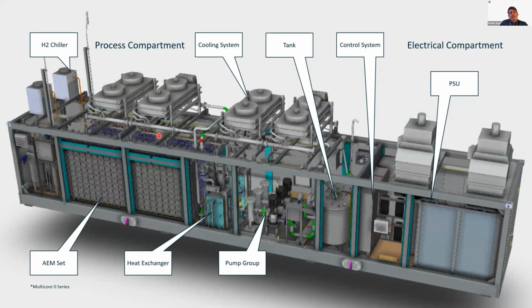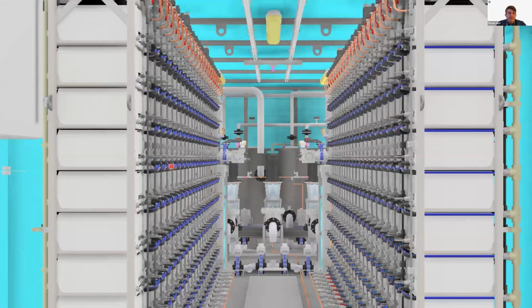To get insights into how it looks inside the container, I can show you this. This is basically when you open the door from the end of the container and look inside the container, and then you see this. On the left side, our set, on the right side, our set, in the middle, our pump group. I think it looks impressive. A lot of stack modules inside, each connected to each other, and this is how our concept is working. And yeah, this is the current status of our detailed design.